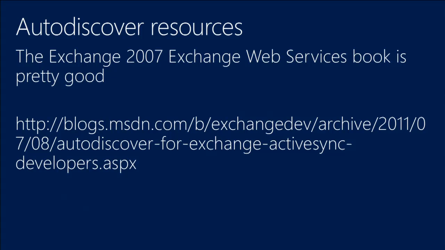Now, I included this URL, and these slides will be available on ComNet if they're not already. I included this URL because it's a really good guide to using autodiscover if you are developing applications to use Exchange ActiveSync. Even if you're using autodiscover as a front end to find and talk to Exchange for EWS, this guide is really well written. It explains everything you need to know about the order of operations, what kind of data you'll get back, and so on.